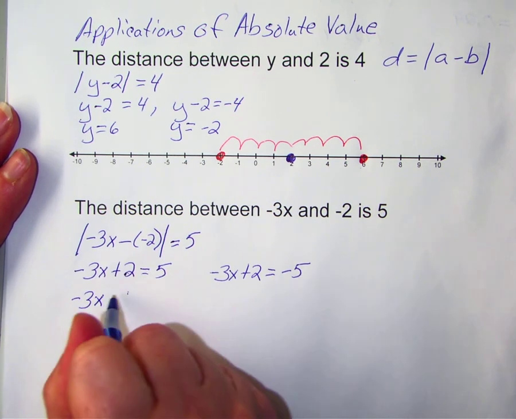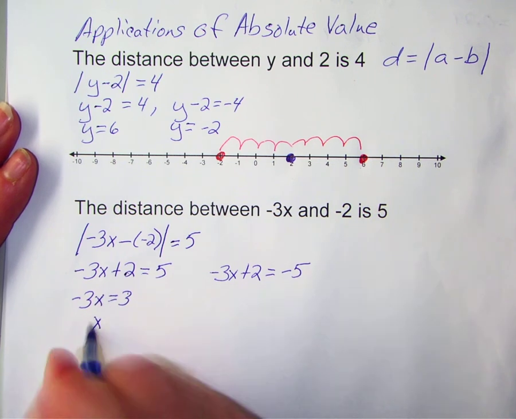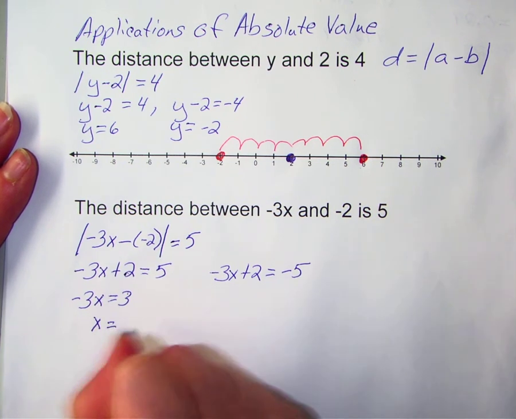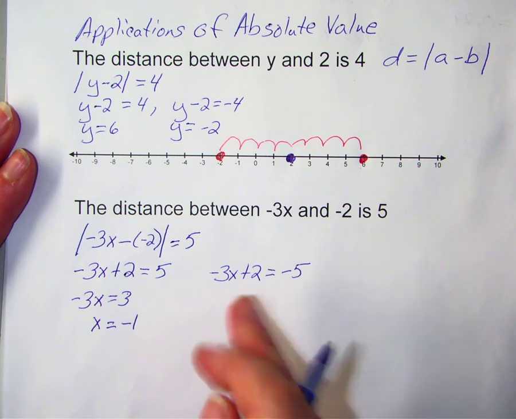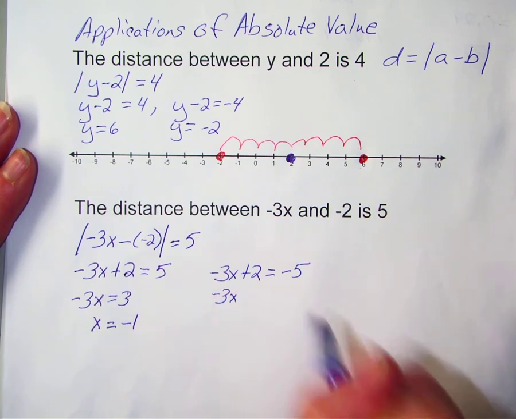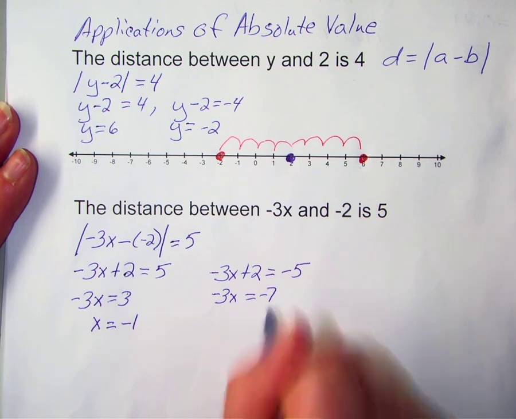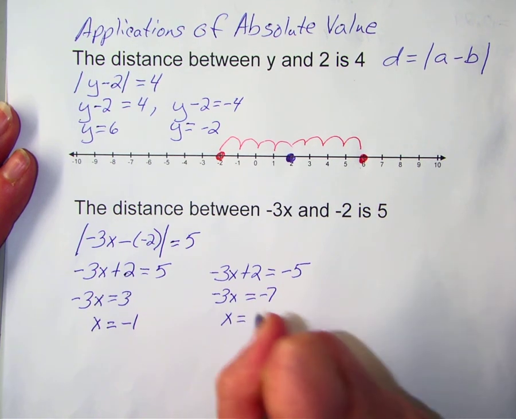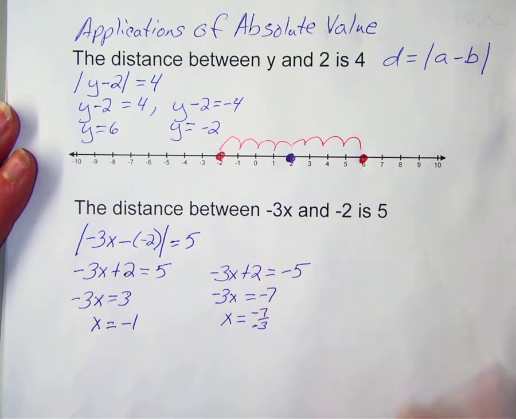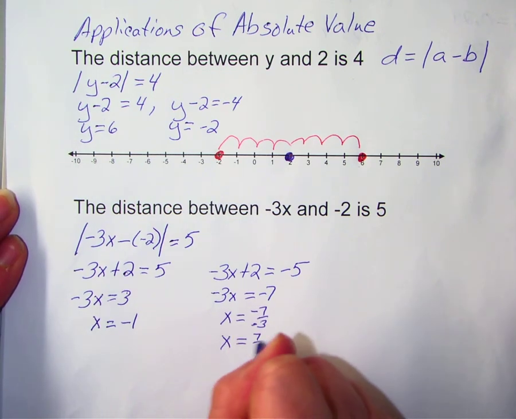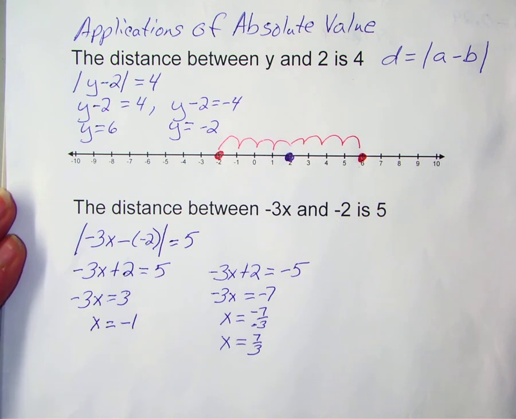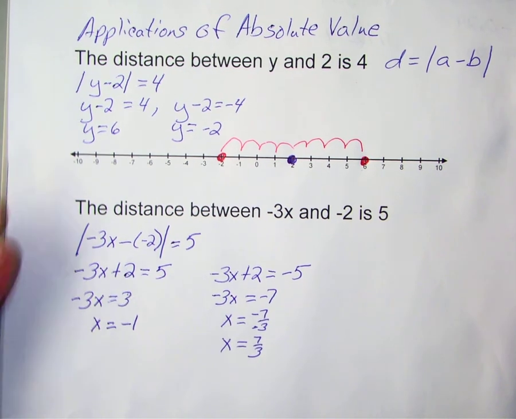I'm going to subtract 2, which gives me 3, then divide by -3, which gives me -1. And over here I am going to subtract 2, which gives me -7, then divide by -3. I have -7 over -3, which is +7/3.